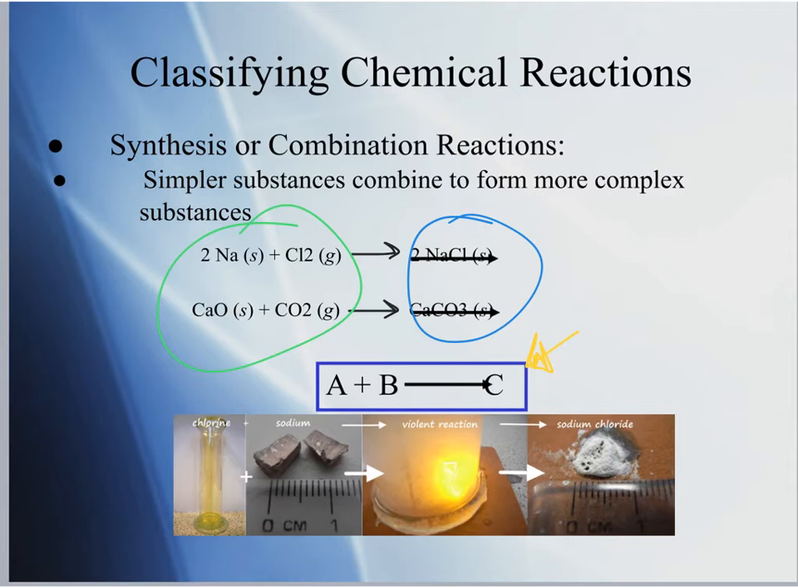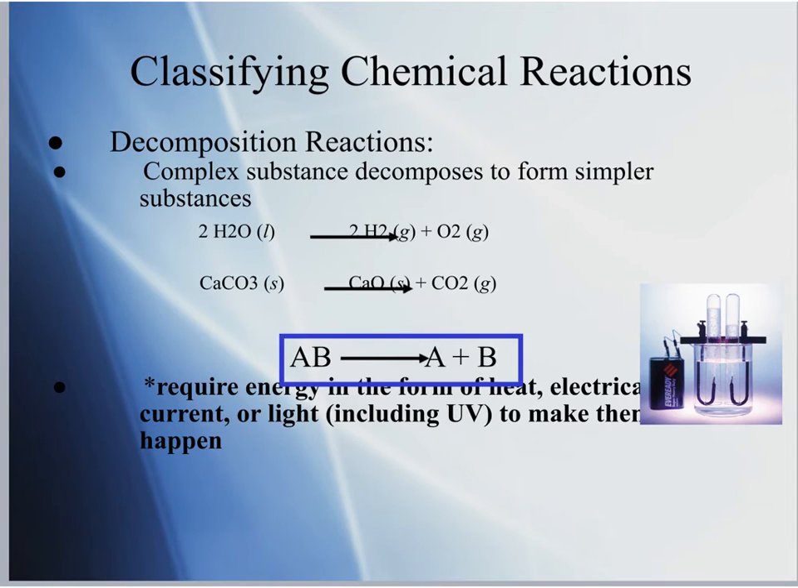A classic example is this down here. We've got chlorine gas and sodium metal. When we put the metal inside of a tube with the gas in it, we get a violent reaction. And in the end, we get sodium chloride, which is that salt that we use to flavor things.